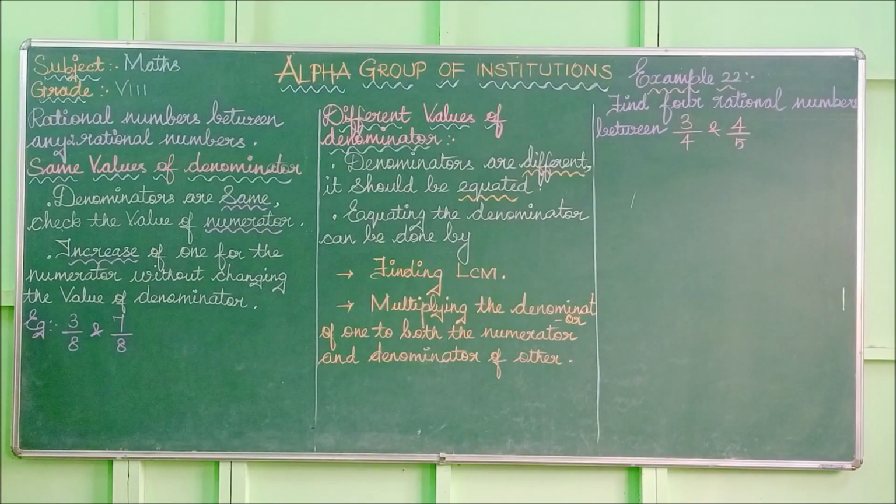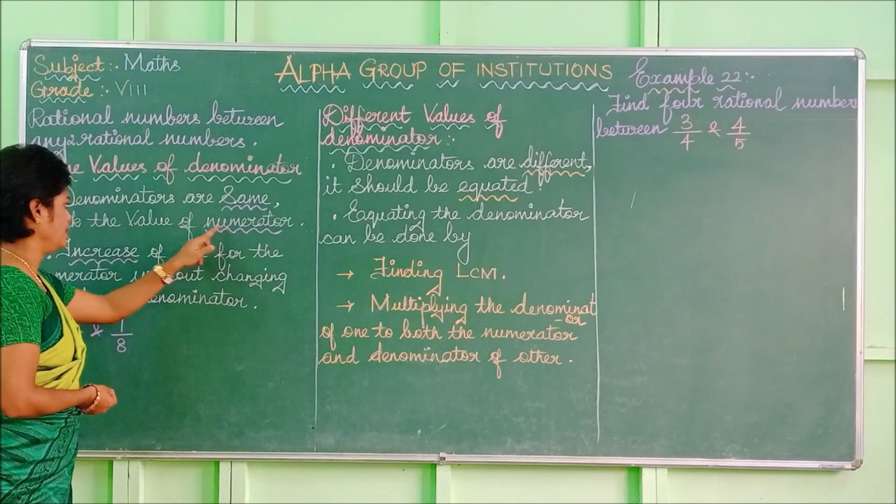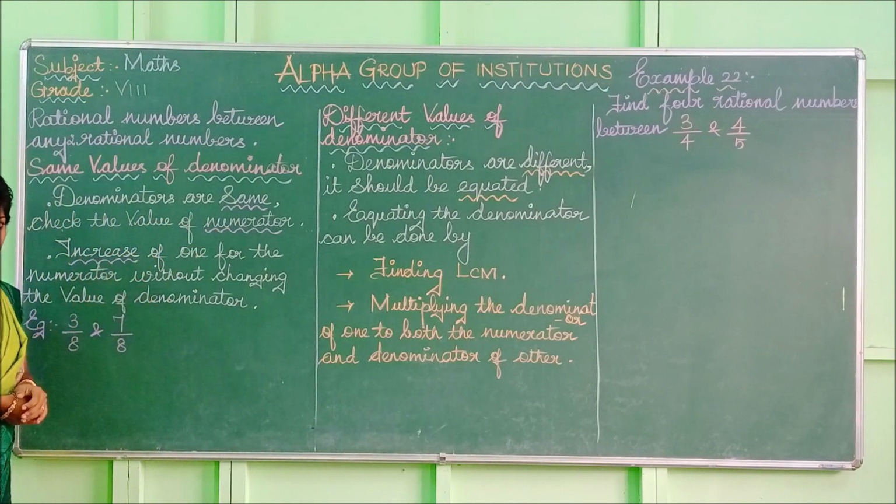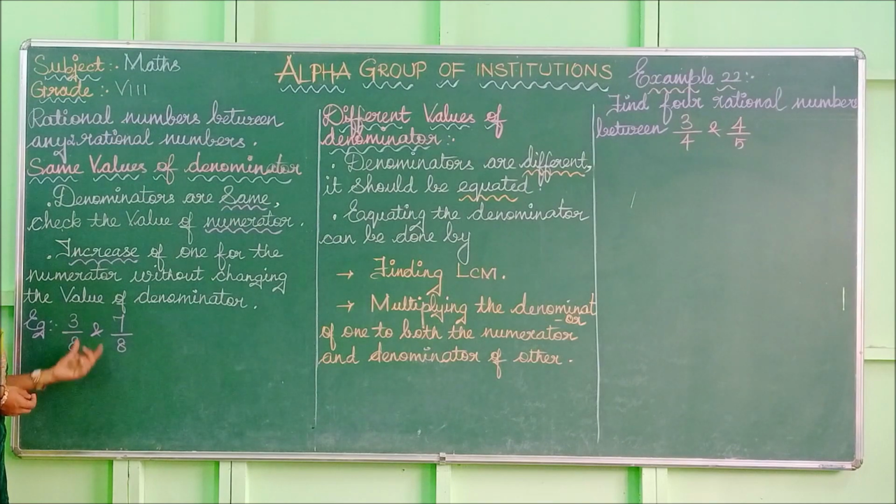Rational number between any two rational numbers. So now we are going to find a rational number between these two rational numbers. So listen, we have to find them using two ways: same values of denominator and different values of denominator. First one is same values of denominator. If the denominators are same, check the value of the numerator.